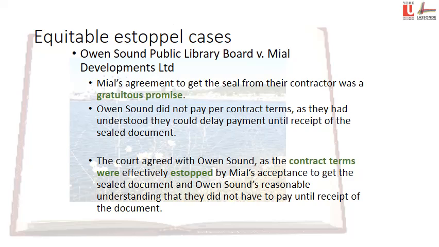So in agreeing to get proof that the subcontractors had been paid, the developer had actually issued a gratuitous promise, and so it was reasonable that O&M didn't pay per the contract terms, because it was reasonable that they understood that they didn't have to pay until they had receipt of that new document.